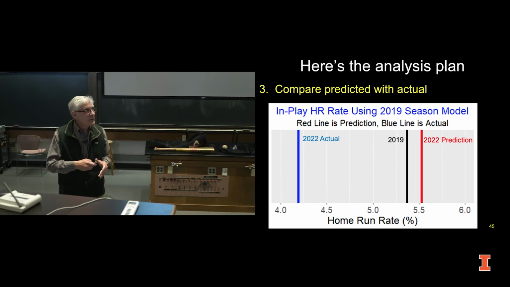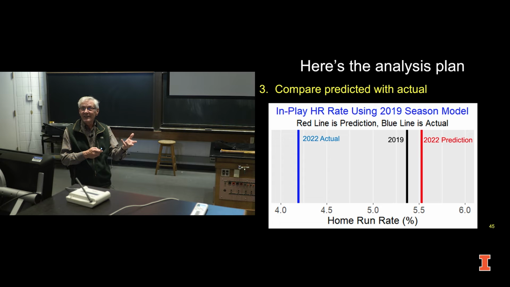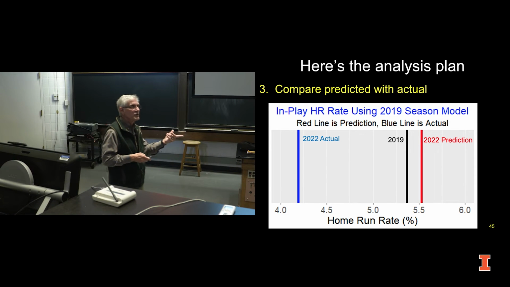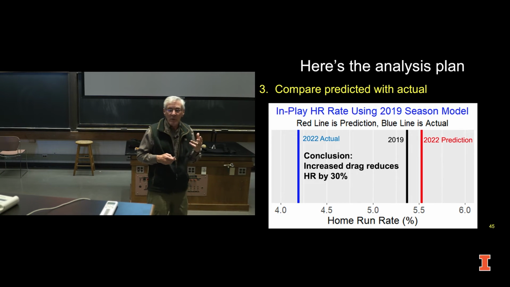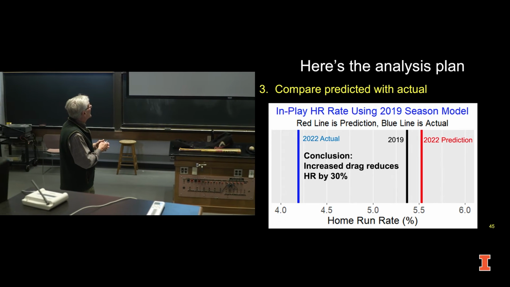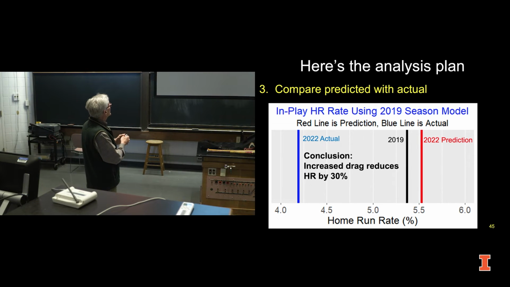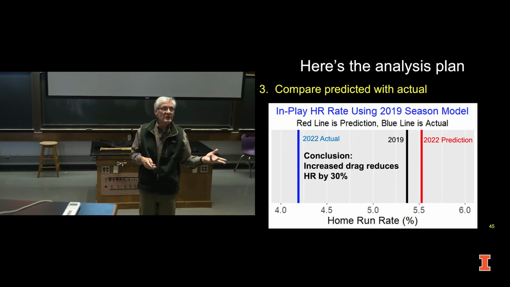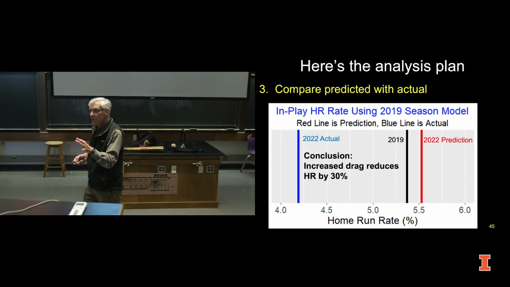And now let's compare with the predicted. So here is, again, 2019, the 2022 prediction based on the 2019 data, and this is the actual number. And you see there's a huge decrease, okay? So there is much larger air drag in 2022 compared with 2019, such that the home runs are reduced by something like 30%. And so that's the answer to the question, at least for 2022.